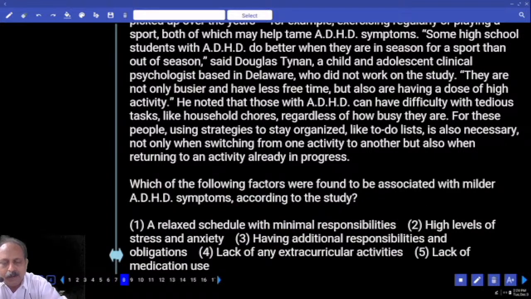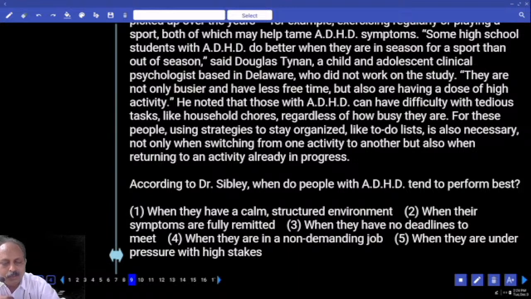Which of the following factors were found to be associated with milder ADHD symptoms according to the study? A relaxed schedule with minimal responsibilities, high levels of stress and anxiety, having additional responsibilities and obligations, lack of extracurricular activities, lack of medication. Answer is what? Third option. This also mentioned in the passage.